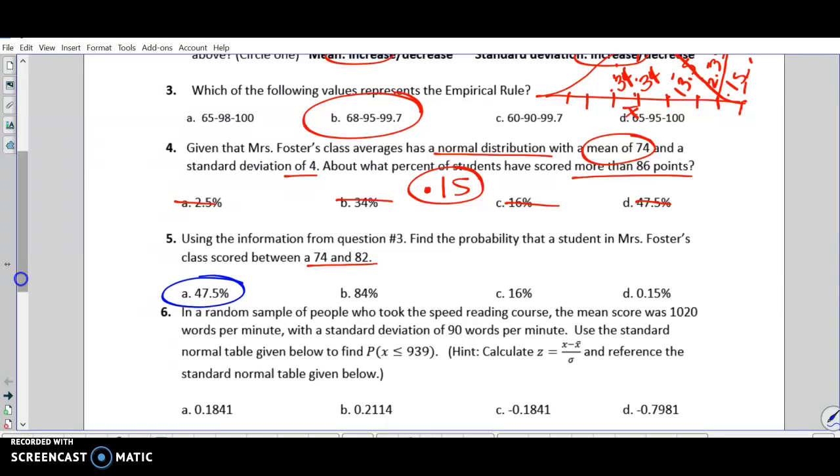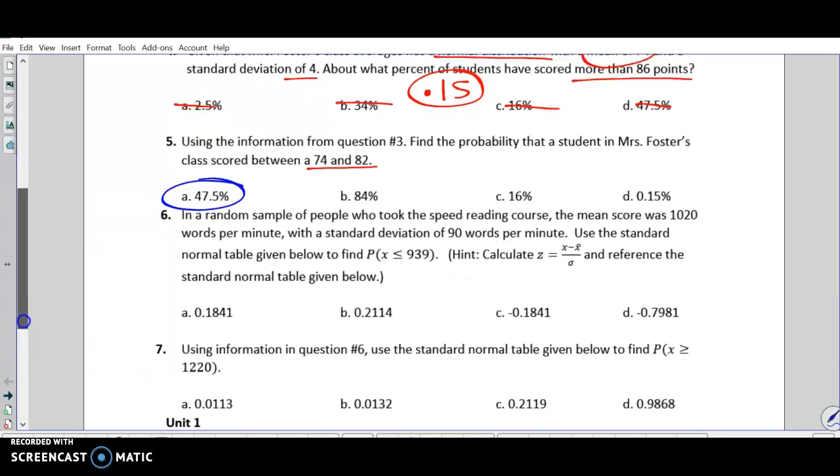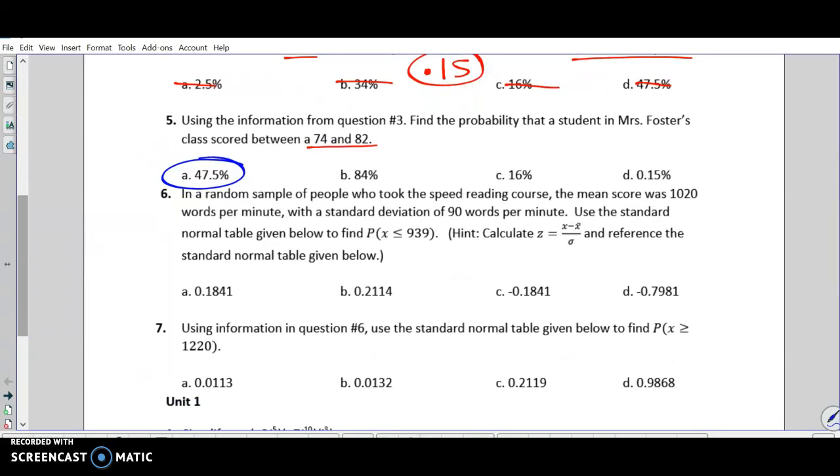Now, we know that it will not always be able to use the empirical rule to find this, but we have our standard normal, or our z-score, that we can calculate if it does not hit exactly on a standard deviation. So that's what number 6 and number 7 are. You have to calculate the z-scores, because you're not going to be able to hit exactly on those standard deviations. And let me show you what I mean.